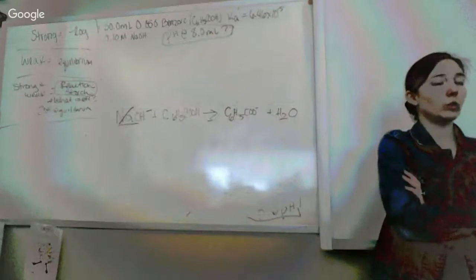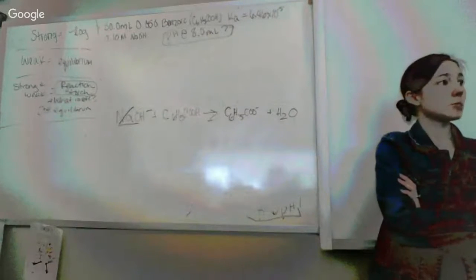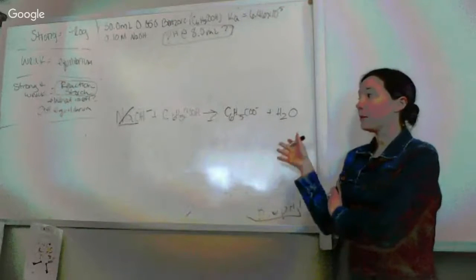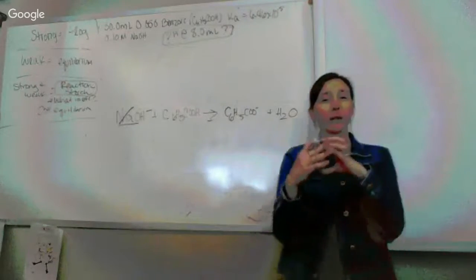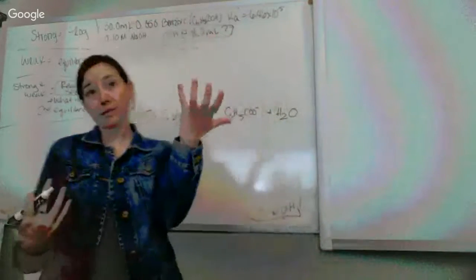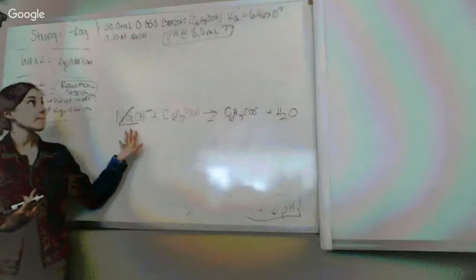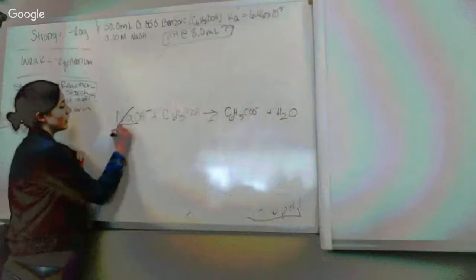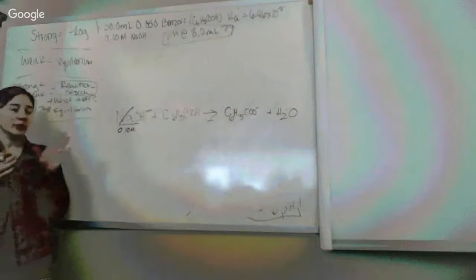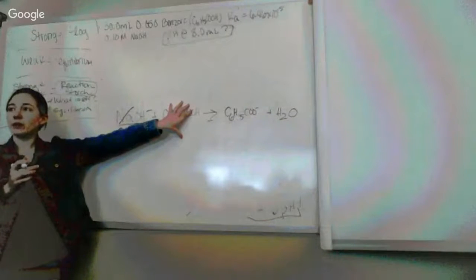Now that I figured out what reaction's happening, I'm going to figure out what's happening before and what happened afterwards. Based on how much I started with, I need to figure out what was left over. So I first have to see what I started with. So how much OH did I start with? I had 0.10 molarity.